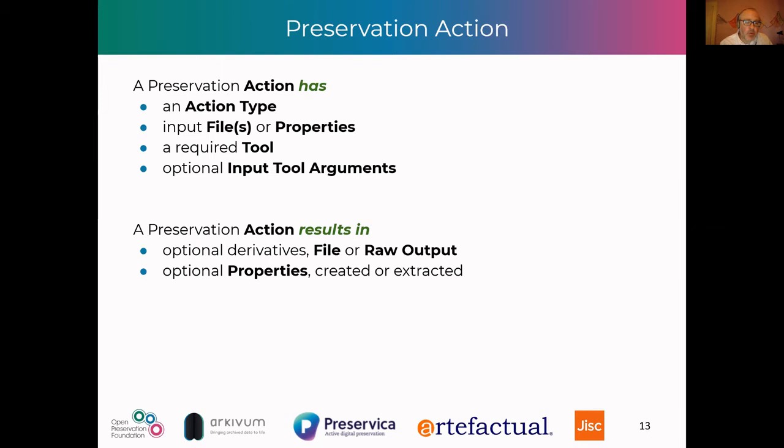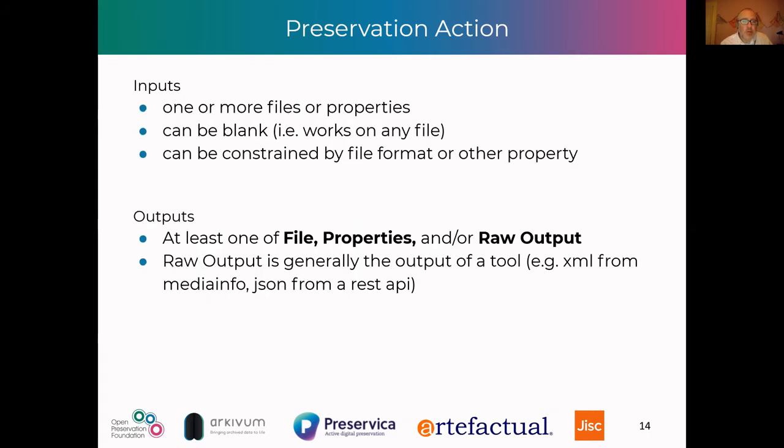So when you run a preservation action, it potentially results in creating derivatives for you, either a file, a digital object, a raw output, or a property. So when we talk about inputs, every preservation action must have some input, either one or more files or one or more properties. You can combine those if you want. And then the outputs, as I mentioned, files, properties, and raw outputs.